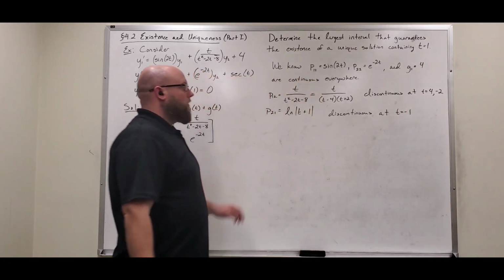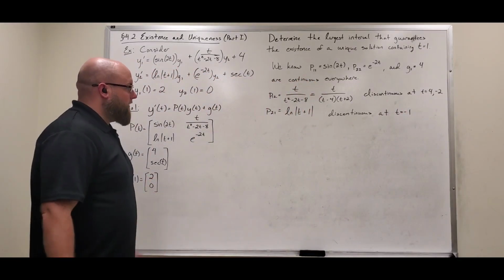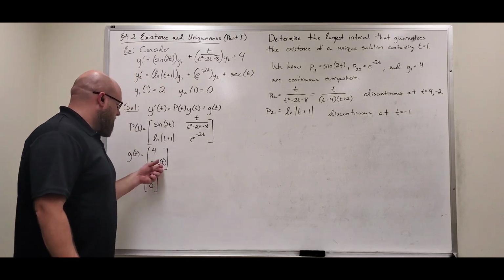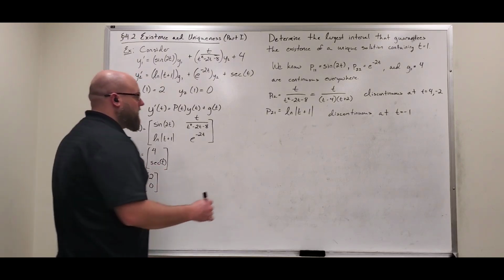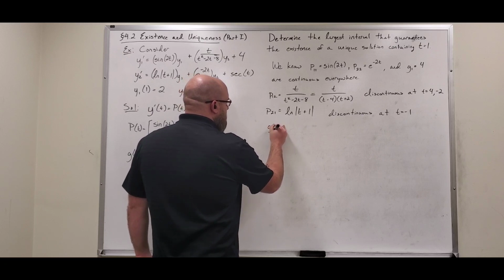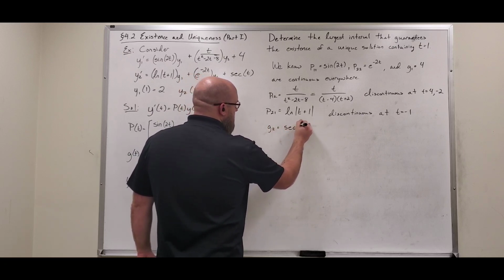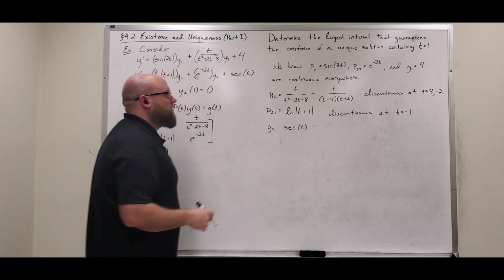Okay? All right? Everywhere else is perfectly fine. That's great. I love functions like that. All right, secant. This guy's going to be the pain in the butt. So G2, secant of t. But it's not going to be too bad.